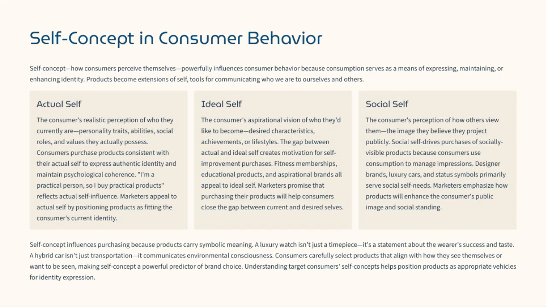Self-concept plays a significant role in purchasing behavior because the products we choose often carry symbolic meaning. For example, a luxury watch isn't just about telling time. It's a statement about the wearer's success and taste. Similarly, a hybrid car isn't simply a mode of transportation. It communicates environmental consciousness. Consumers are very deliberate in selecting products that reflect how they see themselves or how they want others to see them.